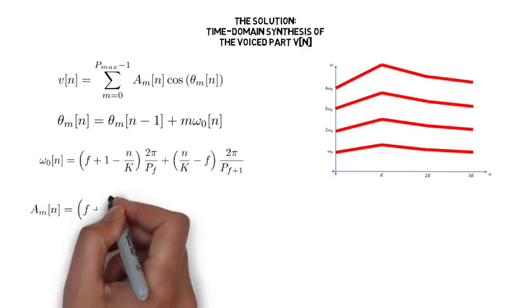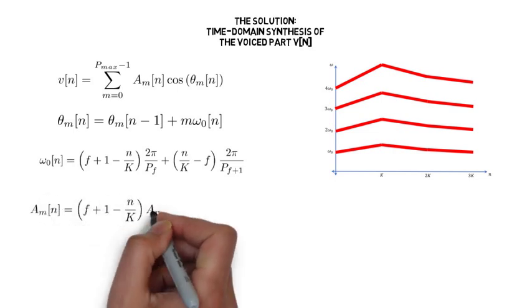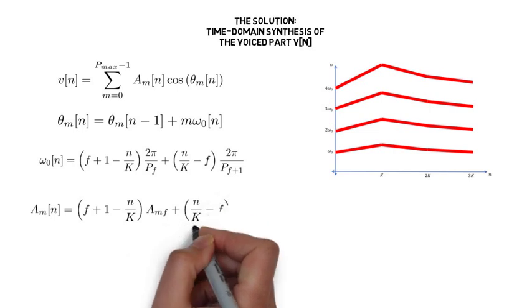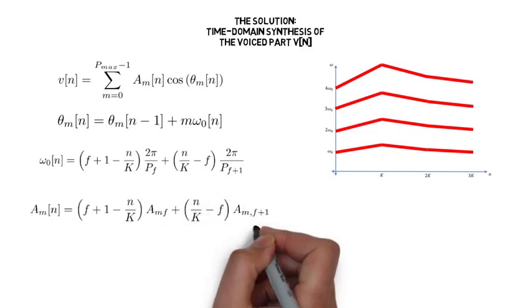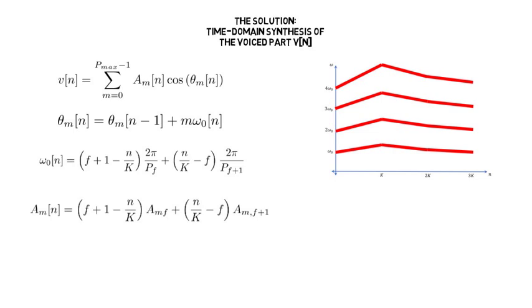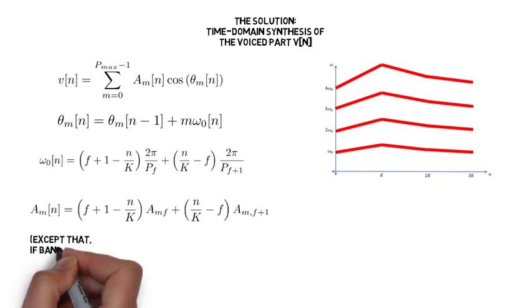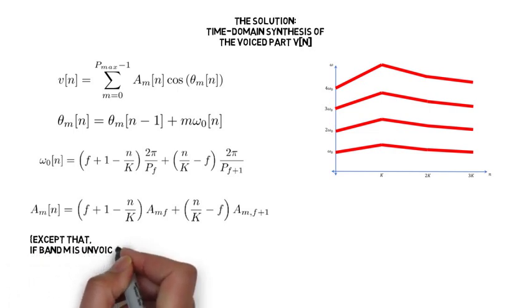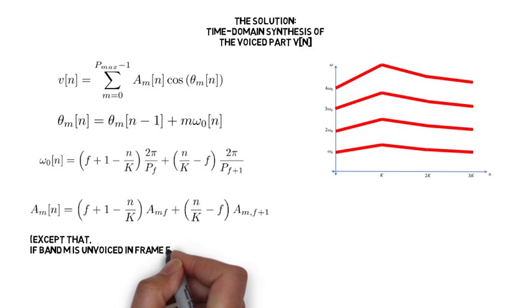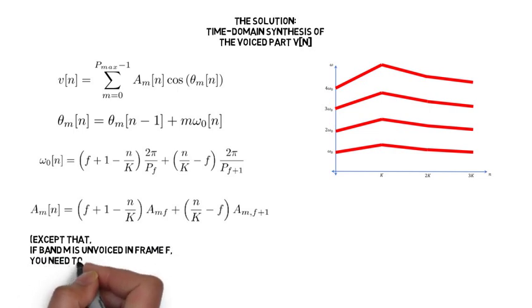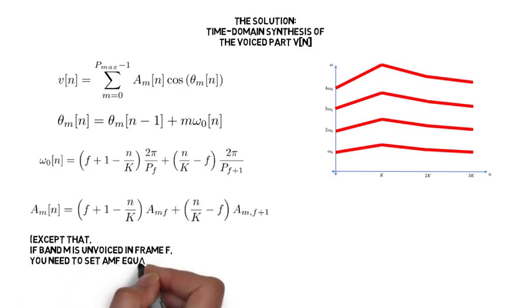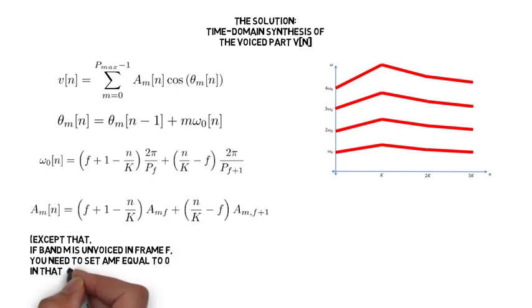The amplitudes of the harmonics should also be continuous, and it usually works well enough to make them continuous using linear interpolation. You can also use Hann interpolation or sinc interpolation if you like, but linear interpolation, as shown here, usually works well enough. The only trick is that, of course, if band m is unvoiced in frame f, then you need to set the amplitude, a sub m f, equal to 0 in that frame. So we don't take the amplitudes directly from the original signal, we set them to 0 when that band is unvoiced.